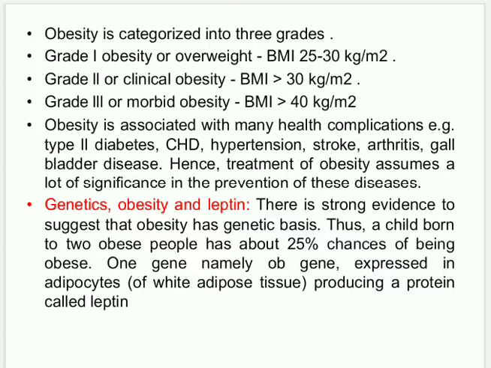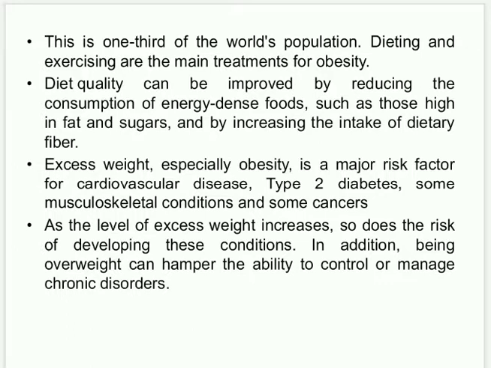Obesity is also genetic. It is also inherited. So there is strong evidence to suggest that obesity has a genetic basis. A child born to two obese people has about 25% chance of being obese. One gene, namely the OB gene, is expressed in adipocytes, producing a protein called leptin. This is the 1/3 of the world population.